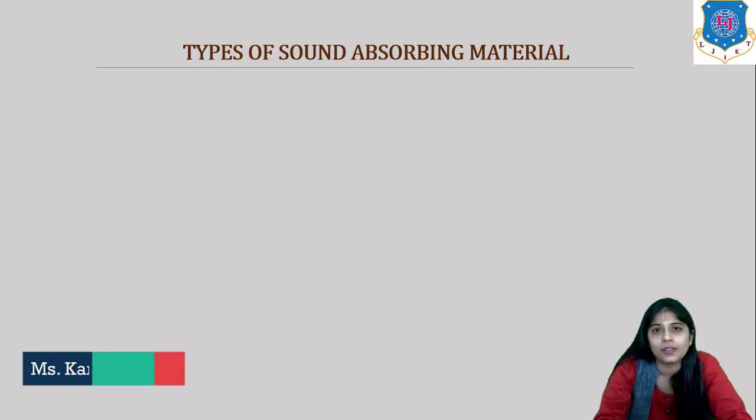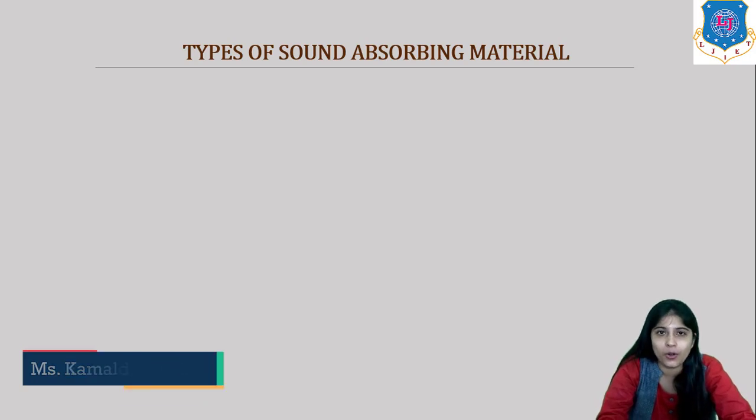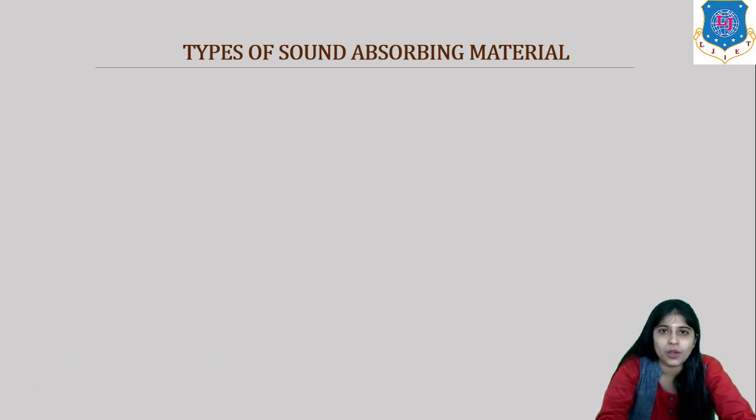Hello everyone. In this session we are going to talk about sound absorbing material, or we can say absorbents. There are different types of sound absorbing materials that we use in our daily lives, categorized in different categories, and they are used to have a good acoustical hall. Sound absorbing materials are used to prevent sound from being focused or concentrated at one point.